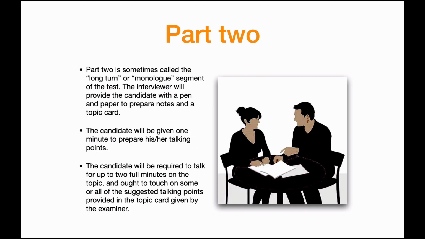Part 2. Part 2 is sometimes called the long turn or monologue segment of the test. The interviewer will provide the candidate with a pen and paper to prepare notes and a topic card. The candidate will be given 1 minute to prepare his/her talking points. The candidate will be required to talk for up to 2 full minutes on the topic, and ought to touch on some or all of the suggested talking points provided in the topic card given by the examiner.